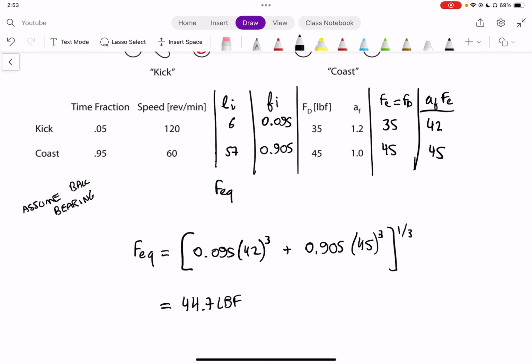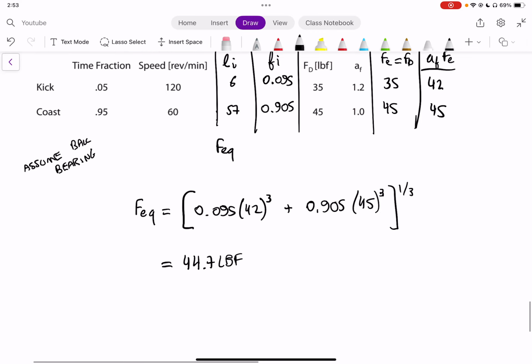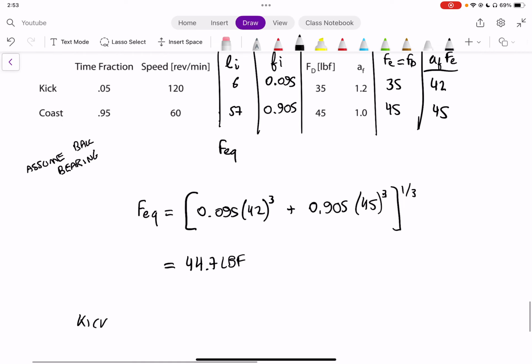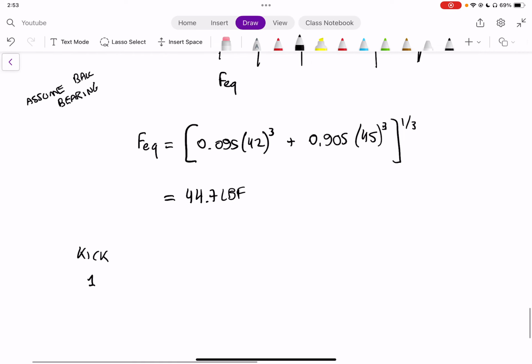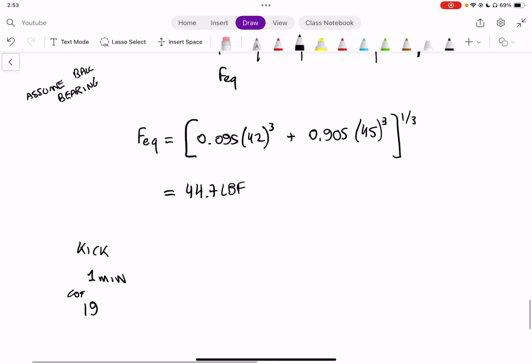So if we think about it in a slightly different way, we could also write that, for example, instead of having the time fraction, if someone hadn't given us a time fraction, but had given us that kick, for example, were 1 minute over a 20-minute period, and our coast would be 19 minutes over a 20-minute period, then we could simplify this and find that our time fraction would be equal to 0.05 over the total, and this would be 0.95, and solve the problem from there.